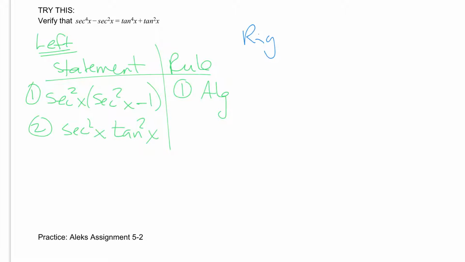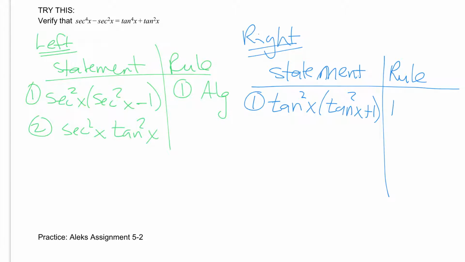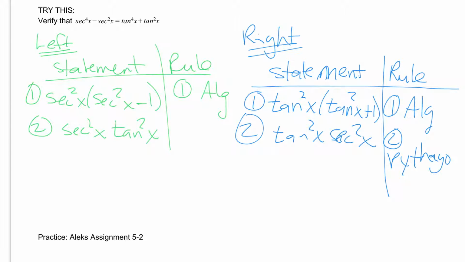So I'm going to come over here and work with the right-hand side for a second. The first thing I'm going to do is factor out the tan squared, leaving me with tangent squared plus 1, and that was just algebra. From there, I know using my Pythagorean identities that tan squared x plus 1 is secant squared. So I have tangent squared x times secant squared x using the Pythagorean identity. Now you can see secant squared x, tangent squared x, and I have secant squared x, tangent squared x over there as well.